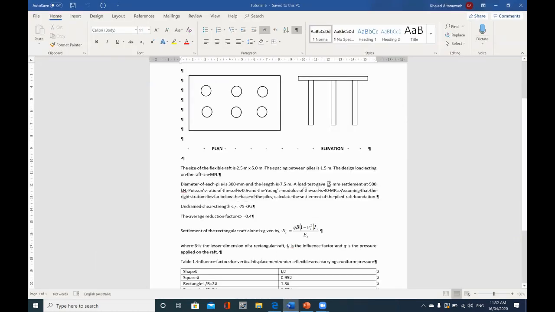A load test gave 15 millimeter settlement at 500 kilonewton, so we don't need to calculate the rho naught from scratch from the base equations, because sometimes you will be given some variables to calculate the rho naught value, or you will be given that directly using the load test values, which are the amount of settlement due to a certain load. So we need to calculate what's the amount of settlement due to 1 kilonewton by dividing these two numbers on each other. 15 millimeter divided by 500 kilonewton, so that will give us the amount of settlement due to 1 kilonewton, and that will be 0.03 millimeter.